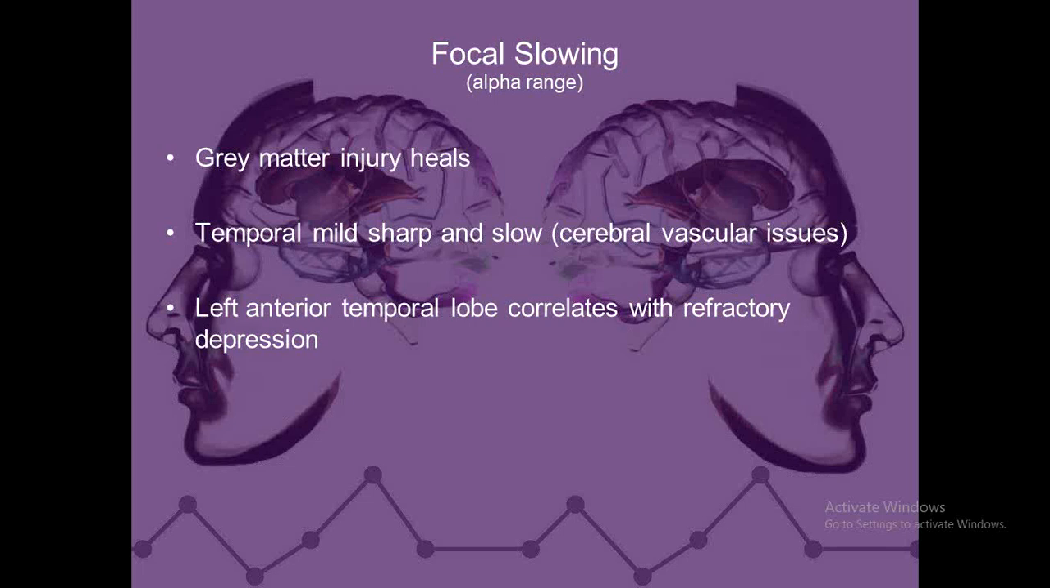When we have the focal slowing in the left anterior temporal lobe, it correlates with a refractory depression. That's why the FDA has approved transcranial magnetic stimulation for the treatment of refractory depression. It's because they happen to have the type of depression that is indicative of a left temporal lobe's focal slowing. And that's exactly where they say to put the magnets on.